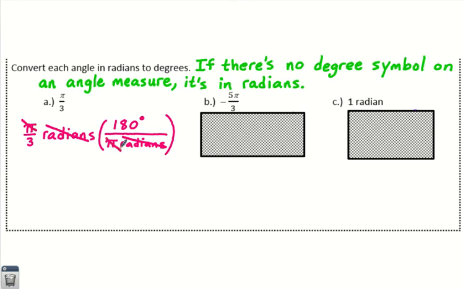The pi's cancel. So, now when we look to multiply, and I mean technically there's a 1, right? 1, 1, whatever. And when we multiply that together, we get 180 degrees over 3, which definitely simplifies to 60 degrees. So pi over 3 is 60 degrees, okay?